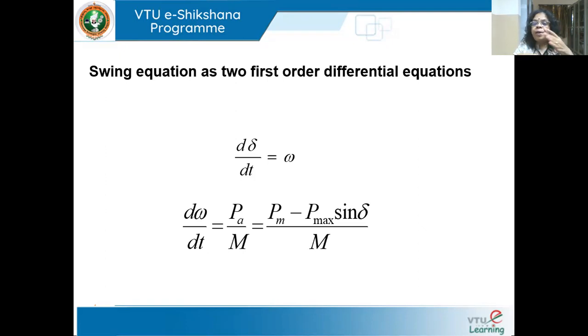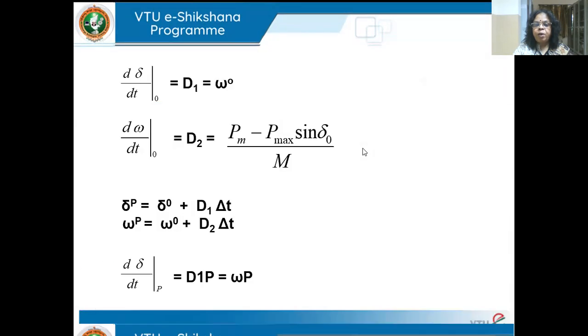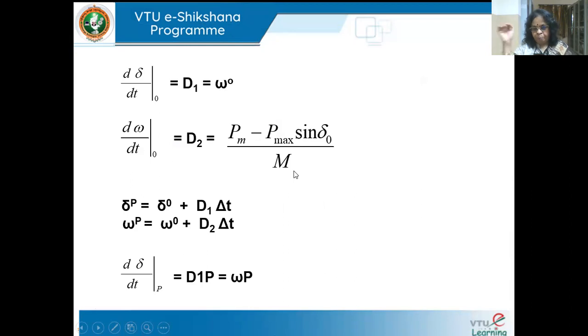Then I start iterating using the equations of modified Euler's method. So these are the two differential equations. I start with omega naught and delta naught initially, and I calculate d1 and d2. d1 is omega naught itself, and d2 is (Pm minus Pmax sine delta naught) by M.